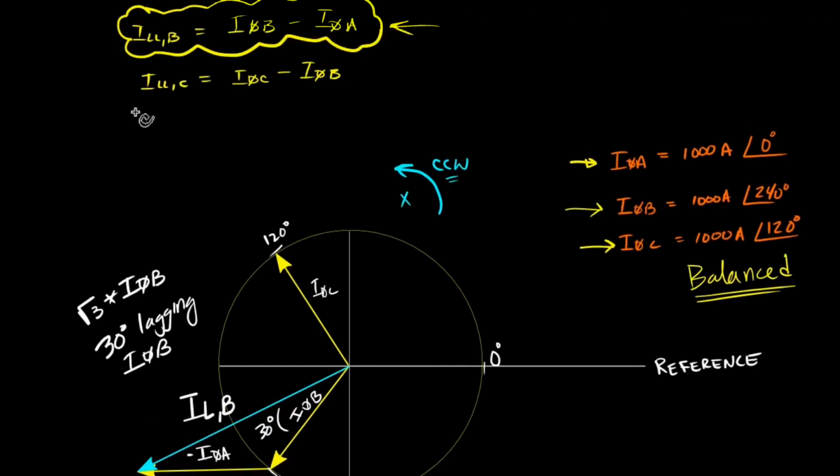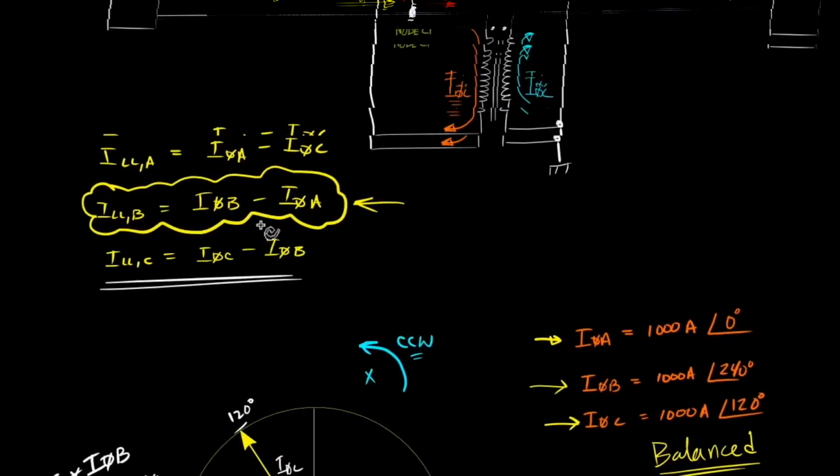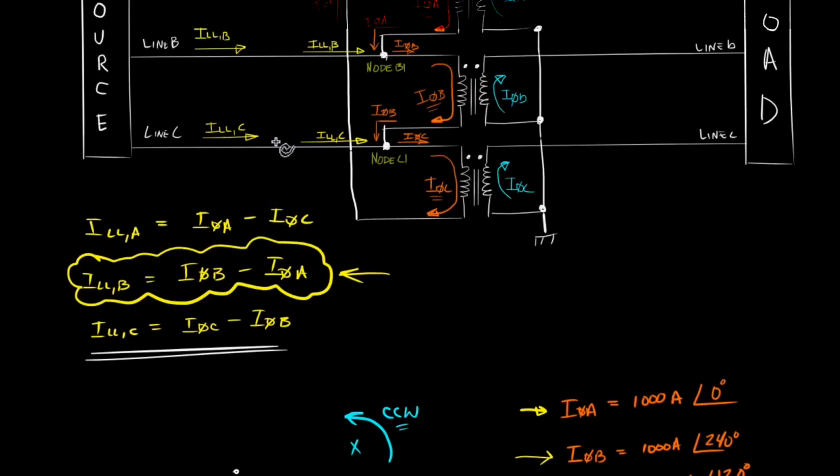Okay, let's evaluate this equation very quickly. Our line current C, which is this current here, is equal to phase current C, which is the current going to phase C winding, minus phase current B, which is the current coming from winding B and into node C1. You see that? All right, so we're going to evaluate this particular equation now.